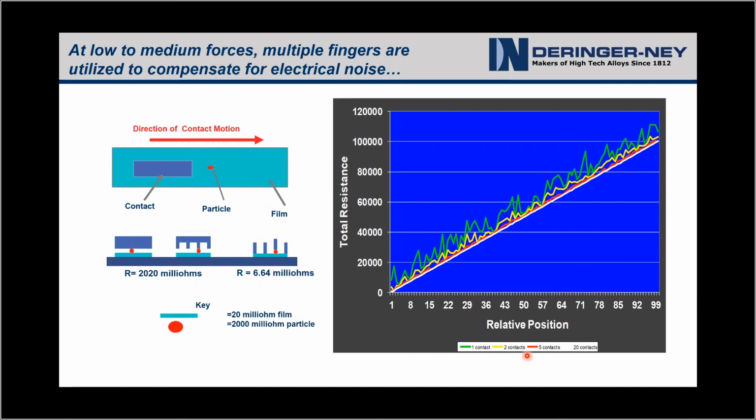Now, if we add two contacts and you run along the same track of randomly distributed particles, now the noise is reduced because of the parallel resistance. And then the red curve is 5 contacts, and then the white curve is 20 contacts. So you see that there's an incredible power to utilizing redundant contacts, and there's some point of diminishing returns where 20 contacts, unless you have very, very light contact forces, is not necessarily needed or an optimized design.